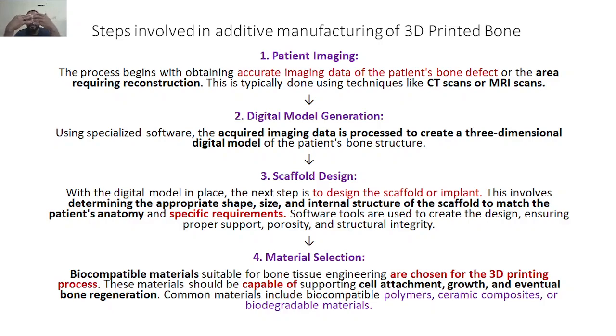Whatever biocompatible material you are using should do 3 functions. It should support cell attachment, from one cell to another cell. It should support cell growth, so that cells can grow, and eventually bone regeneration. Finally, you will get the bone regenerated. Common materials include biocompatible polymers, ceramics, composites or biodegradable materials.